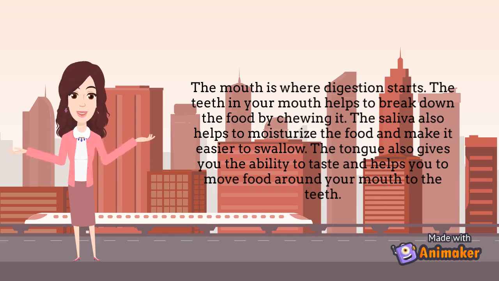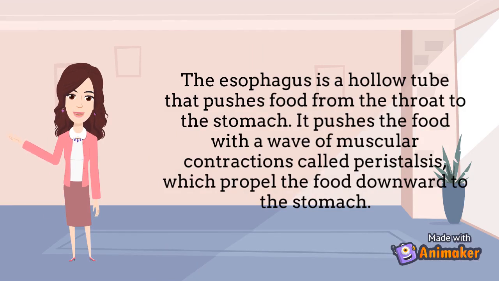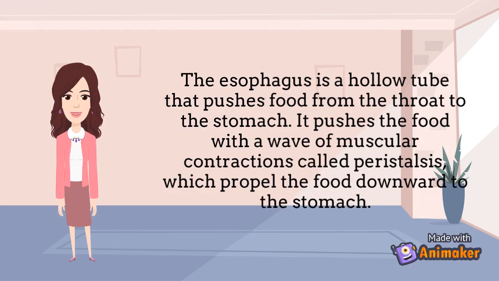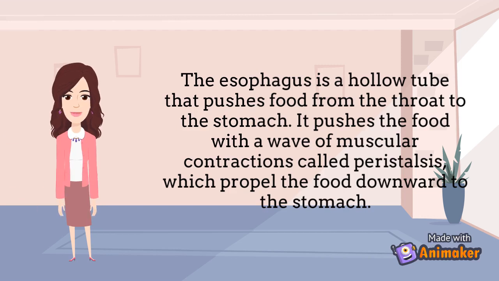The teeth in your mouth help to break down the food by chewing it. The saliva also helps to moisturize the food and make it easier to swallow. The tongue also gives you the ability to taste and helps you to move food around your mouth to the teeth. The esophagus is a hollow tube that pushes food from the throat to the stomach. It pushes the food with a wave of muscular contractions called peristalsis, which propel the food downward to the stomach.